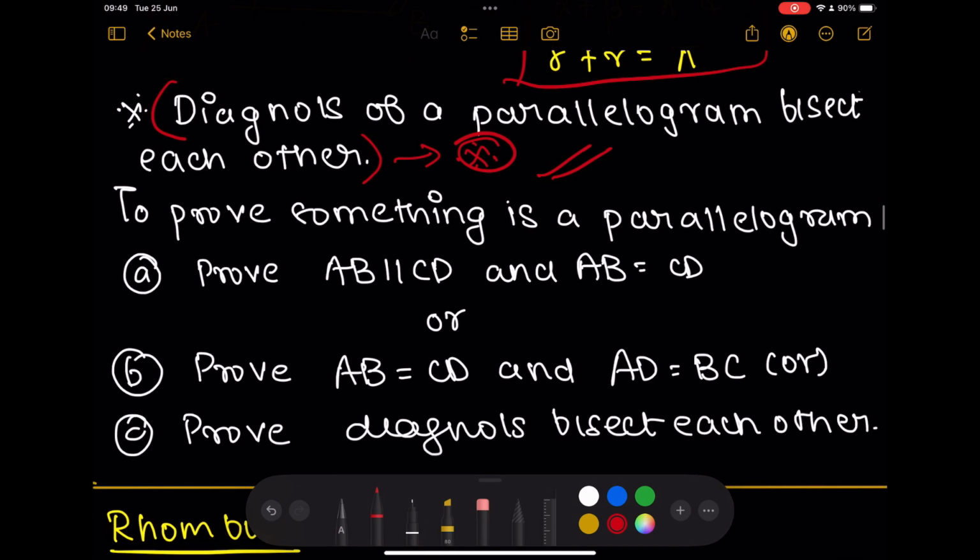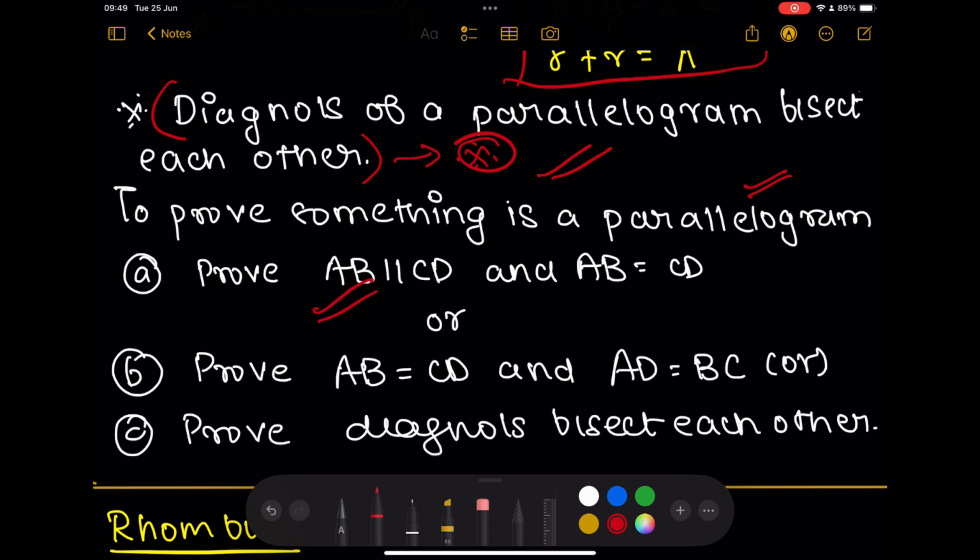Now, to prove something is a parallelogram, you can prove any of the following things. This is what I was speaking about: if they give many conditions in the question and you want to use the property of a parallelogram, before using it you must somehow prove to yourself that the given conditions are those of a parallelogram. Only then will you be able to use the properties of a parallelogram to solve the question. So how will you be able to say if it is a parallelogram or not?